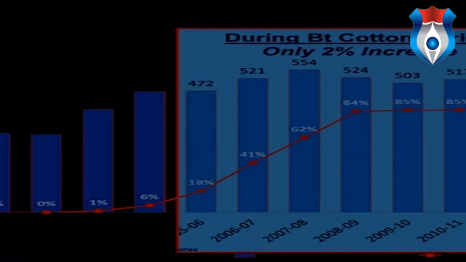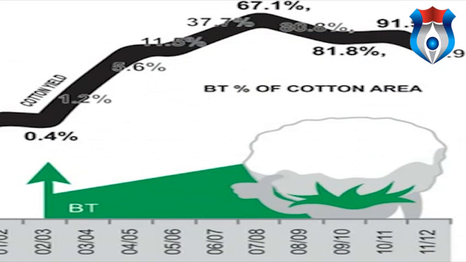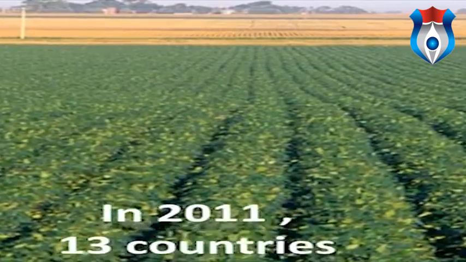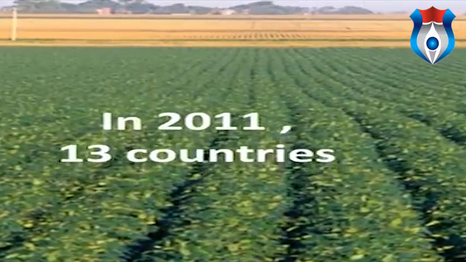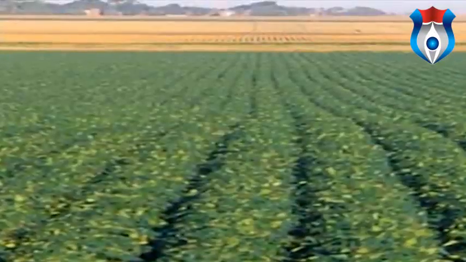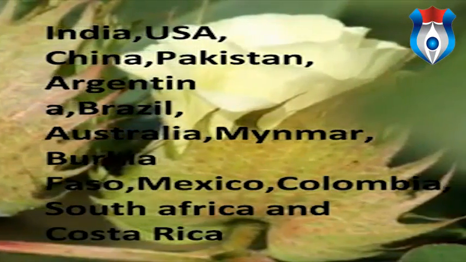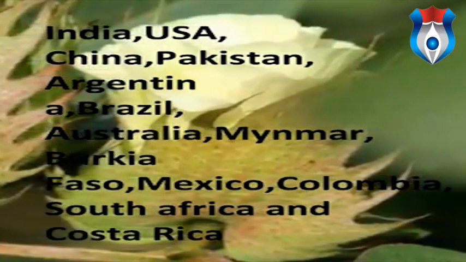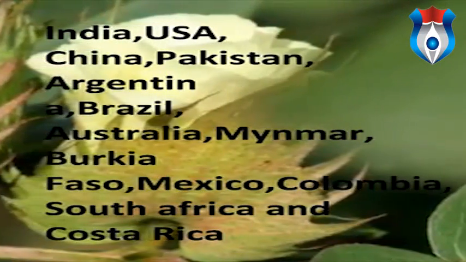In 2011, Bt hybrid cotton in India, the largest cotton growing country in the world, increased by an impressive 13% between 2010 and 2011, reaching 86%. In 2011, a total of 13 countries were growing Bt cotton.